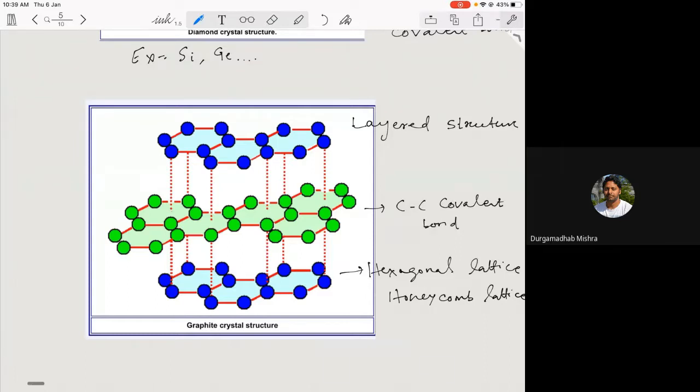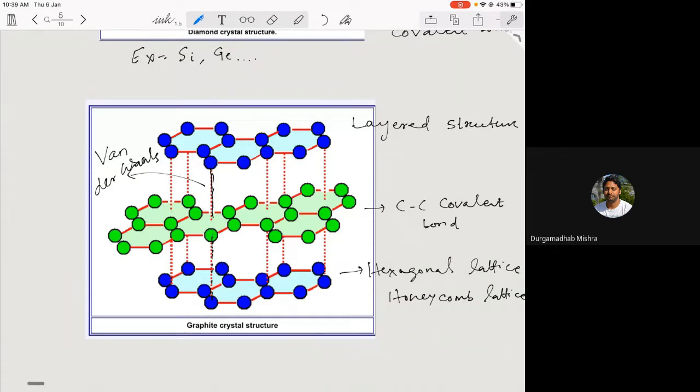However, there is a very weak bonding from one layer to another layer. So if you look at the bonding from this green to the blue one, or this layer to this layer, the bonding is very weak, something like van der Waals bonding. So it is a very weak bonding, and this gives this layered structure to graphite.